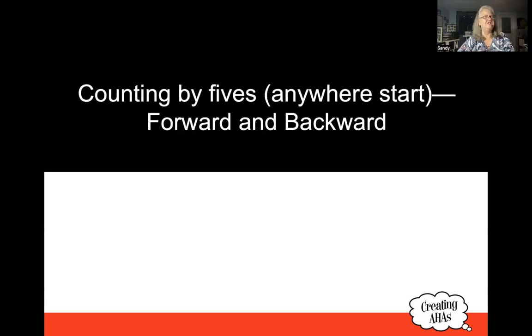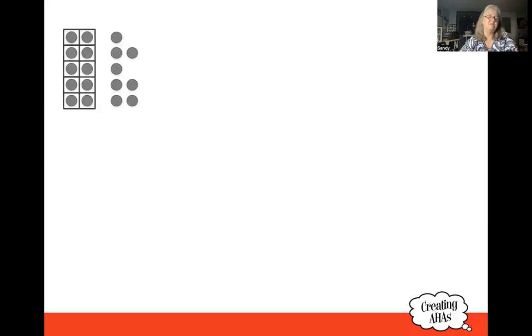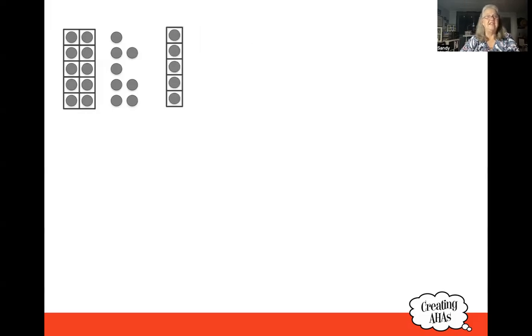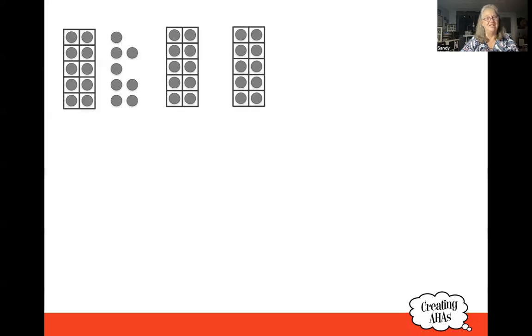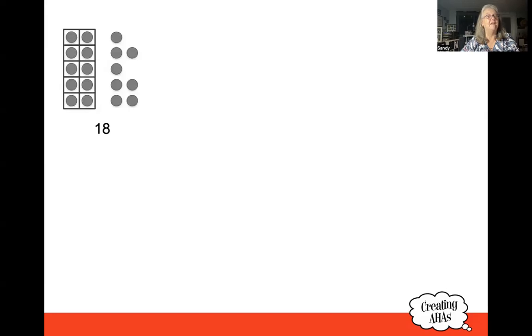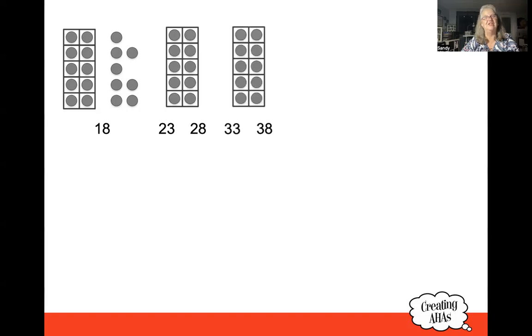And then I can do the same idea with an anywhere start. Let's say we start at 18 and count by fives. Sorry, I've got to start again, don't I? 18, 23, 28, 33, 38, 43, 48. Okay. And they start to see that pattern going. But it's more clear when we write the numeral under it. 18, 23, 28, 33, 38.